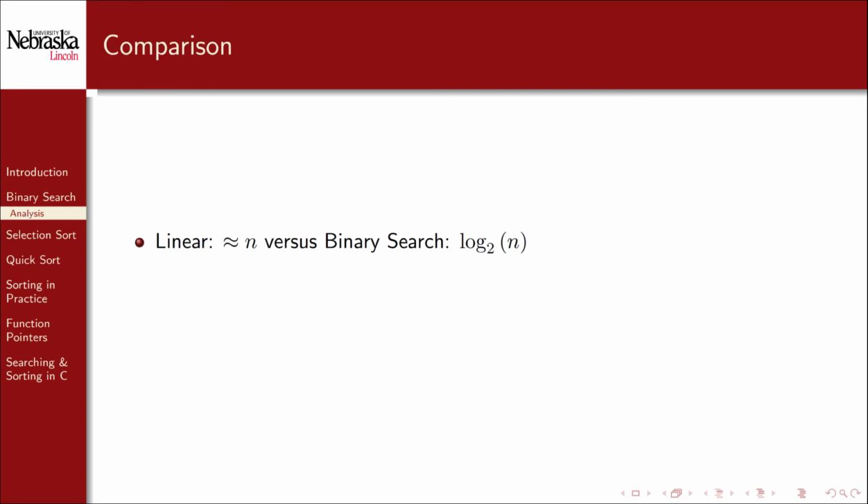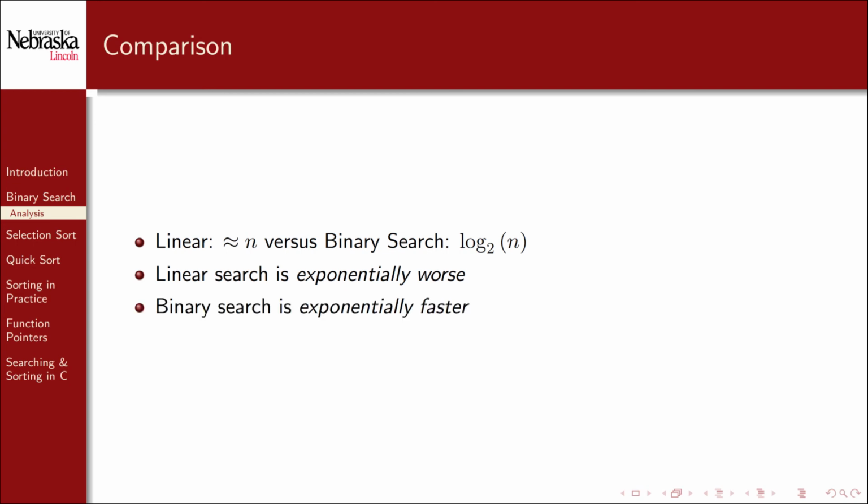Let's compare the two algorithms then. Linear search requires roughly n comparisons, while binary search requires log base 2 of n comparisons. There's a stark difference between these two functions. Linear search is exponentially worse than binary search. Or from another perspective, binary search is exponentially faster than linear search.